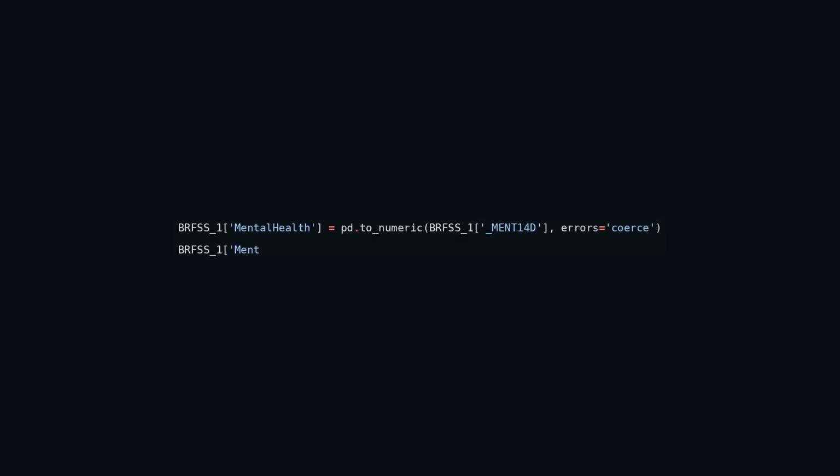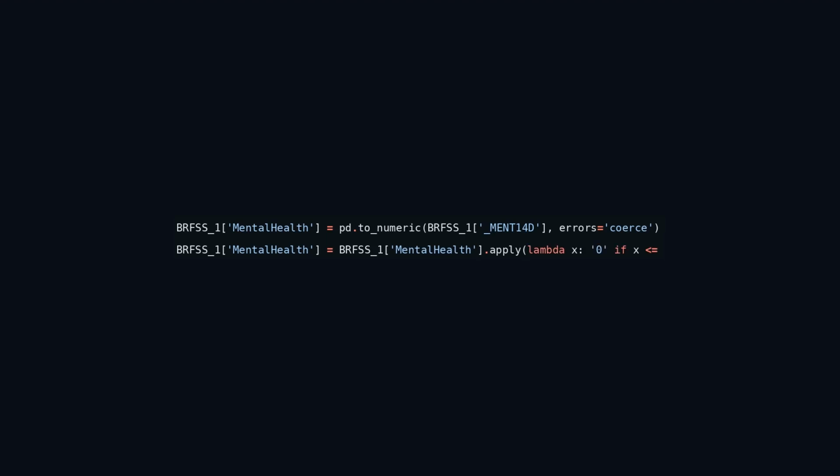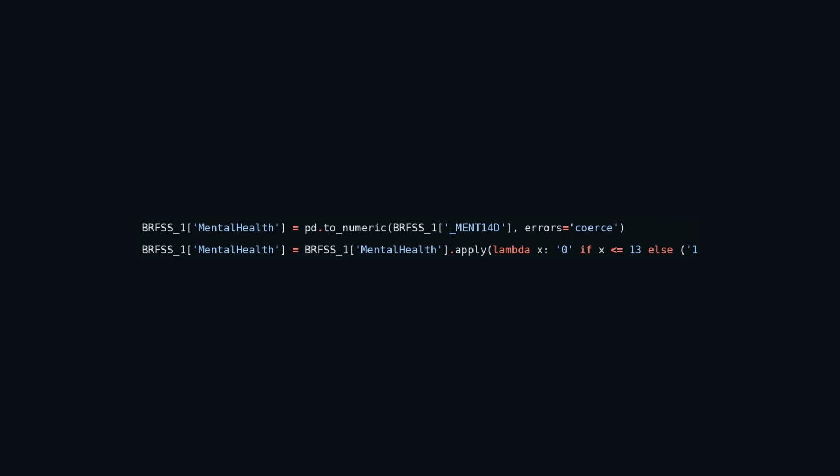Subsequently, a nifty lambda function swings into action post the numerical swap. This function creates a fresh column dubbed mental health in the Birthstone data frame. Its mission: to assign values as follows: scores of 13 or lower get a 0. Scores of 14 or higher earn a 1. Any other scores are labeled as none.